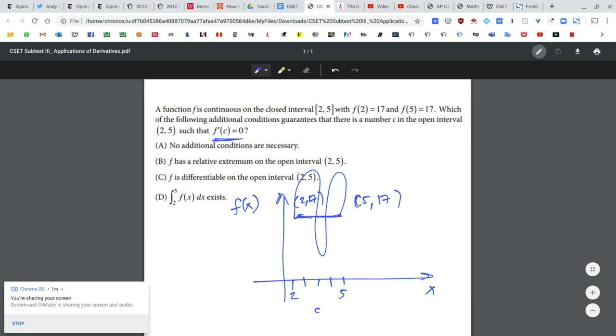In which case you can see you have a horizontal tangent there, here, and then here. So you can say c1, c2, c3. So we have 3 different values. And of course, we could potentially have infinite values where f dash at c equals 0.